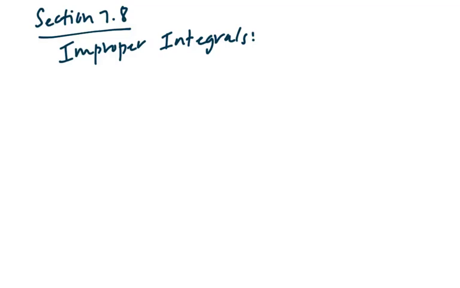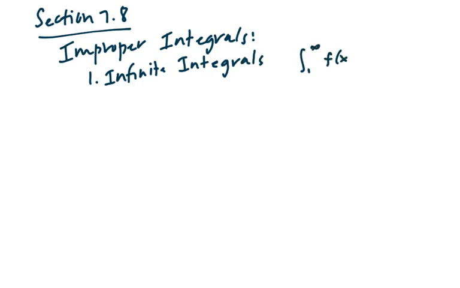Section 7.8 is about improper integrals. And there are two cases where we have improper integrals. The first one is that we have infinite integrals. This is when we have a continuous function, but the integration goes from 1 to infinity of f of x, or from negative infinity to a value, or both. It can go from negative infinity to positive infinity.